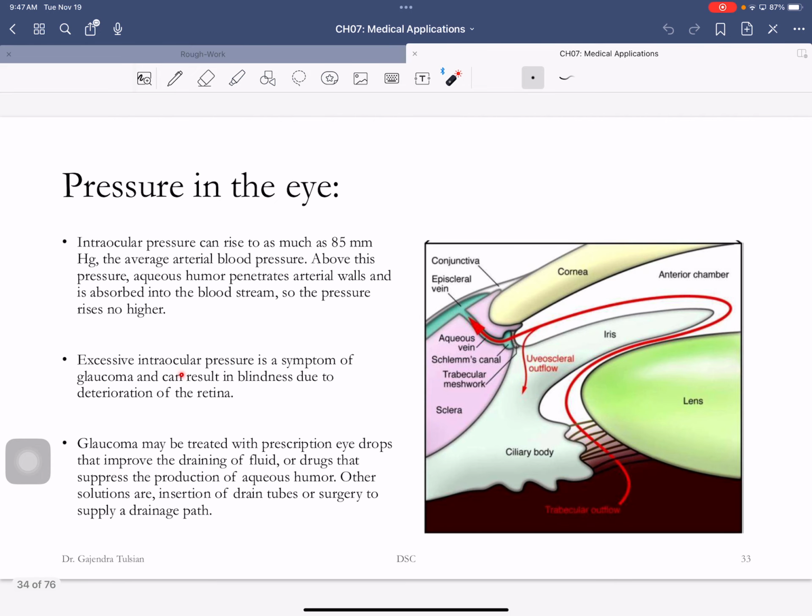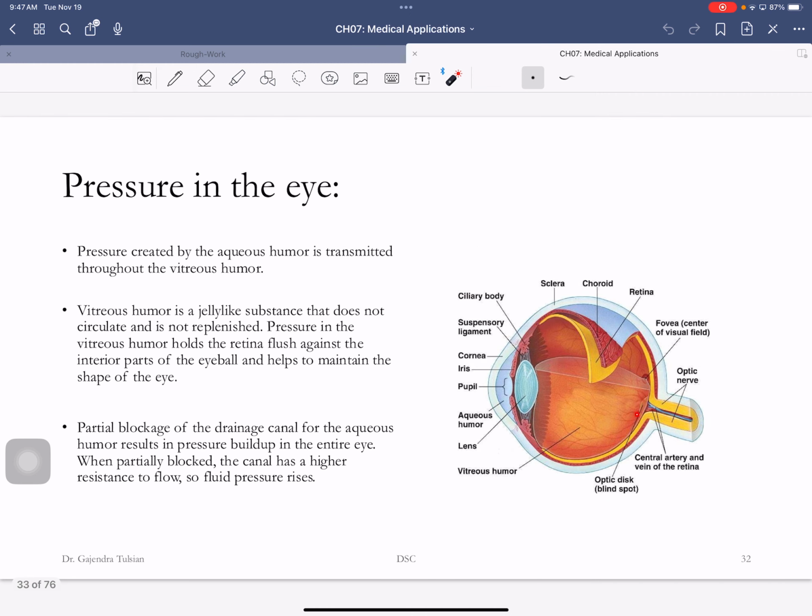Excessive intraocular pressure is a symptom of glaucoma and can result in blindness due to deterioration of the retina. If this pressure gets too high on the retina, it'll damage the retina and cause blindness. Let's review this. You're producing 5 cc of aqueous humor a day. That is to bring nutrients to the cornea and the lens. And if that aqueous humor doesn't drain and get reabsorbed, you'll build pressure, which can lead to blindness.